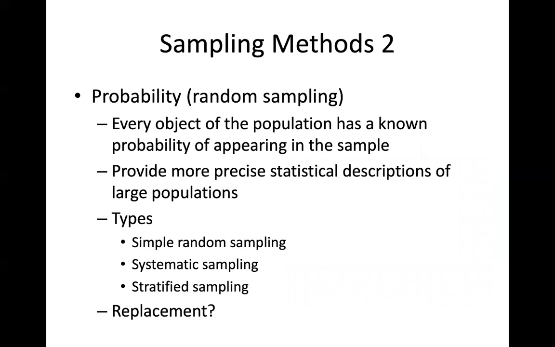So what we do is often use probability samples. These are sometimes called random sampling, but basically they're all based on the laws of probability. The basic laws of probability involve that every object in the population has a known probability of appearing in the sample, and that every object has the same probability of being sampled.